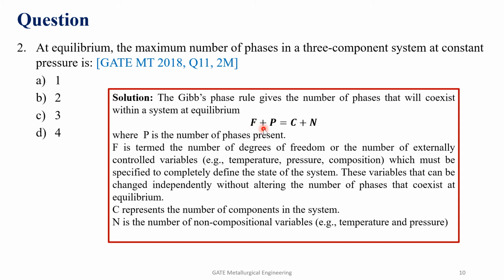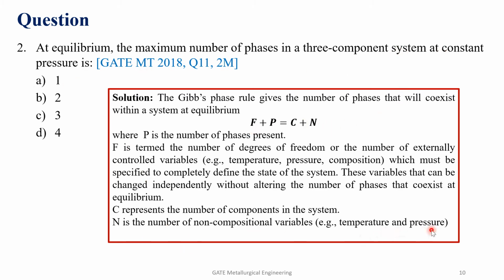These can be changed independently without altering the state of the system or without altering the phases that exist at equilibrium. So here we are asked to find the number of phases given that the system is in equilibrium, and the number of components and the non-compositional variables are specified. So we have to find the maximum number of phases. It is a three component system, so C is 3, and it is at equilibrium, therefore the number of degrees of freedom is 0. And also the system is at constant pressure.